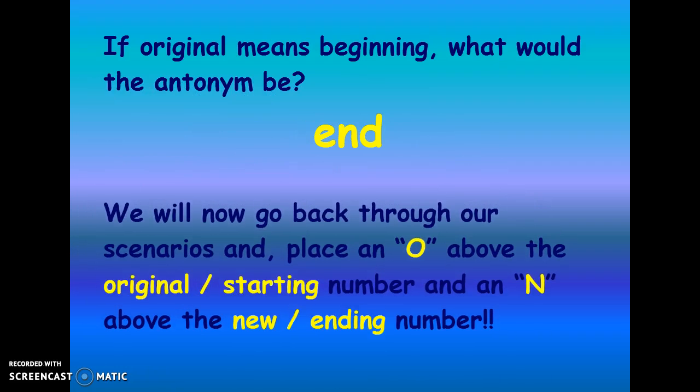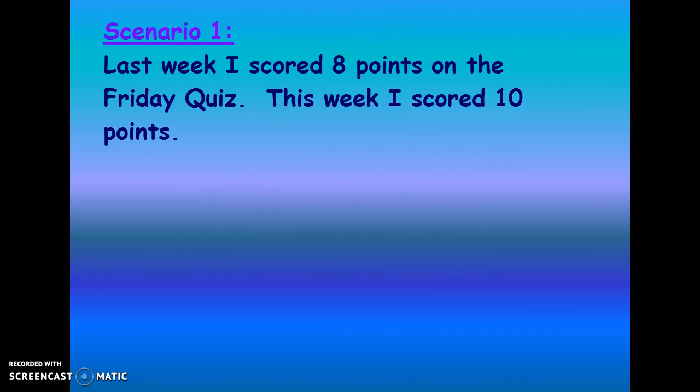So what we're going to do now is go back through our scenarios and place an O above the original or starting number, and then an N above the new or ending number. So if you recall our first scenario, we decided that last week occurred first. Since the number 8 is associated with last week, we would place an O above the 8 because that's our original or starting number. And then our final or new ending number is 10, and this represents an increase because 10 is higher than 8.